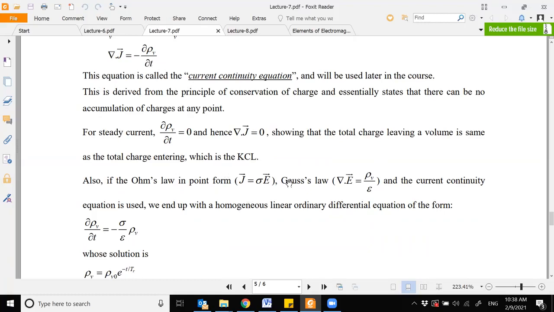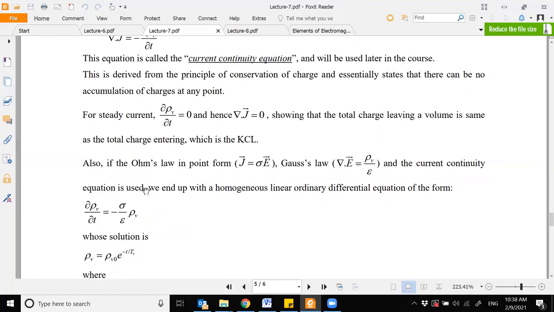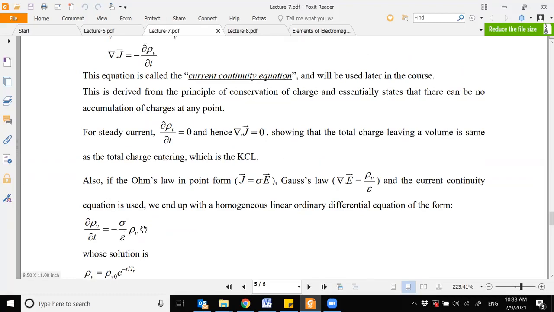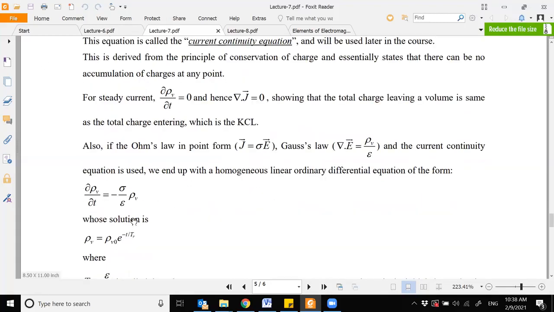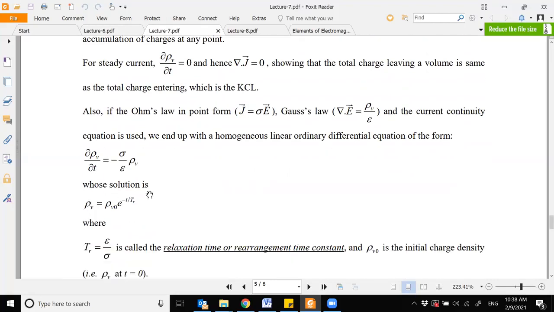If I take these three equations and substitute one equation into the other and simplify, I end up with a homogeneous linear first order differential equation, which is dou rho v over dou t equal to minus sigma over epsilon times rho. That means in J you first substitute this, and in E you substitute this, and then do some simplification, and you will get this. The solution of this homogeneous linear first order differential equation is an exponential.